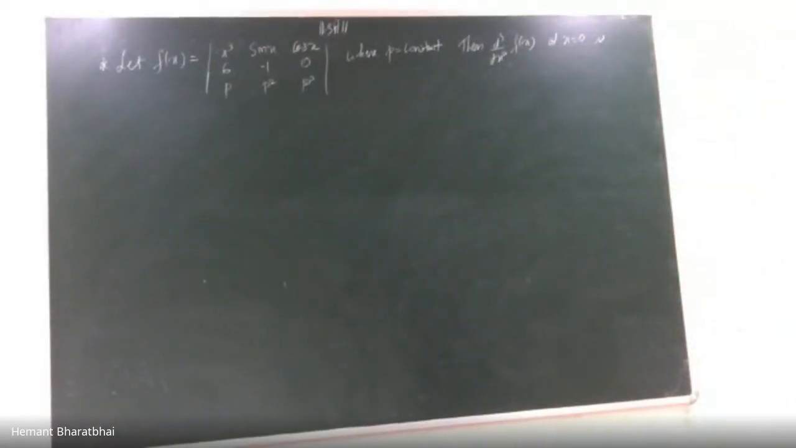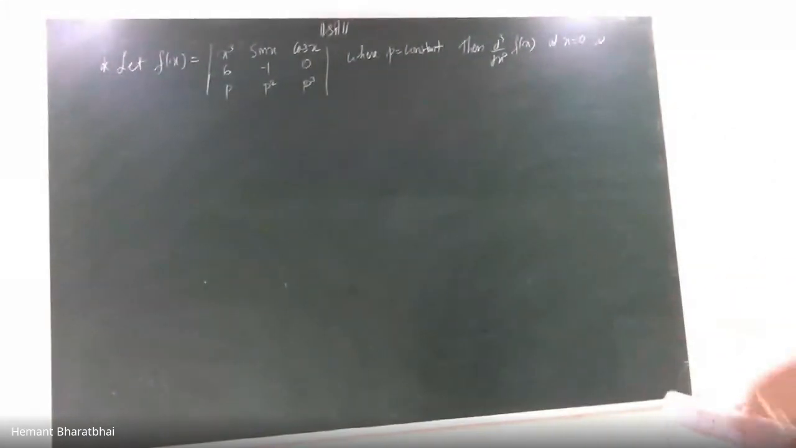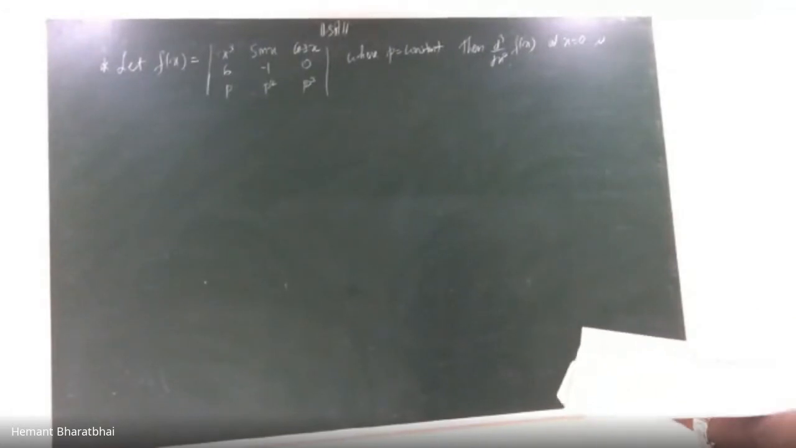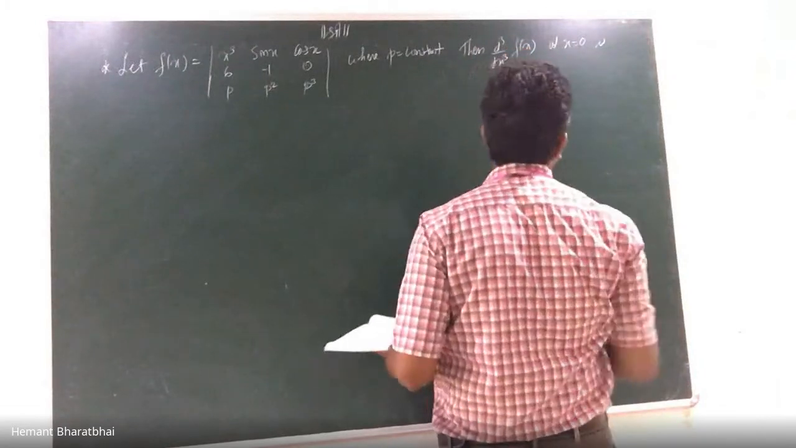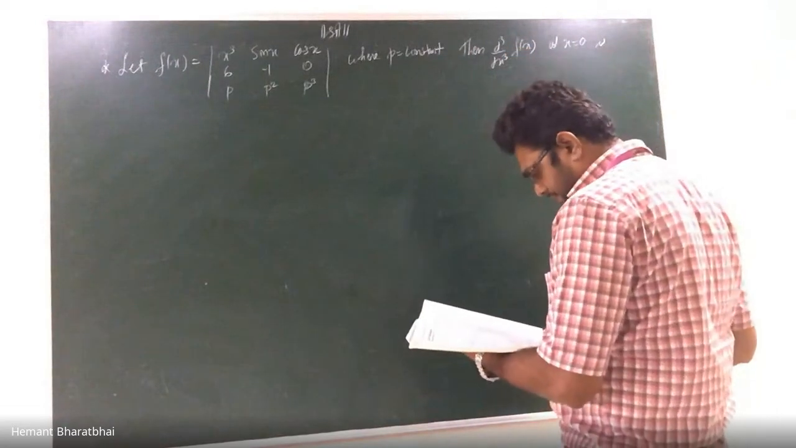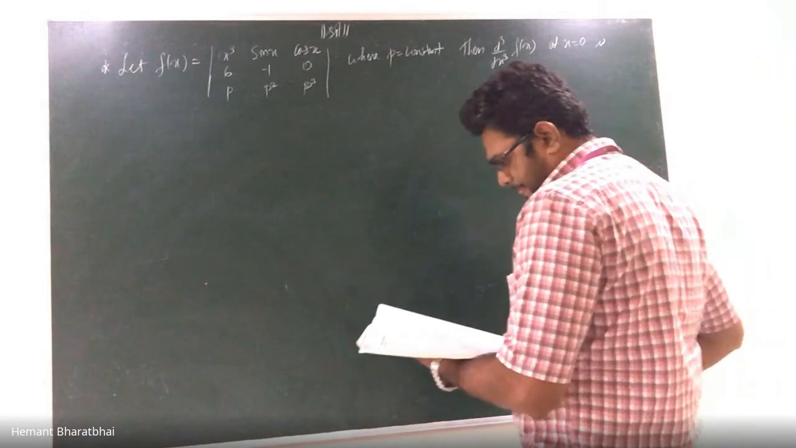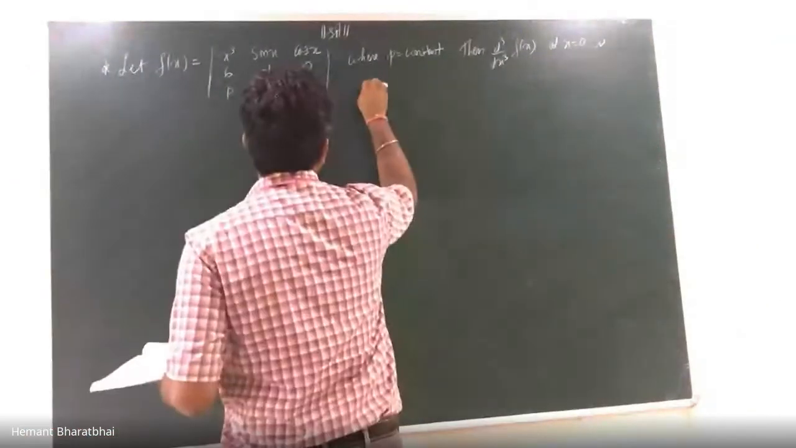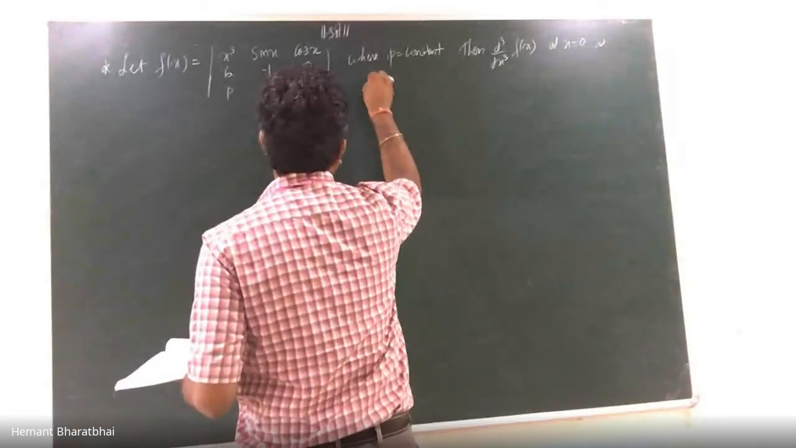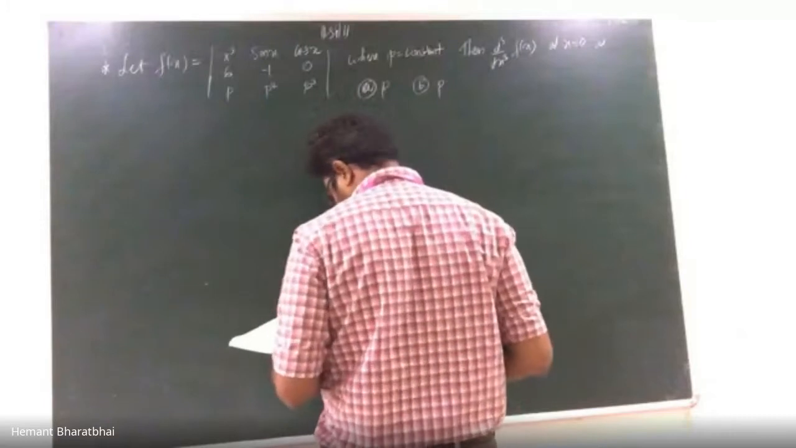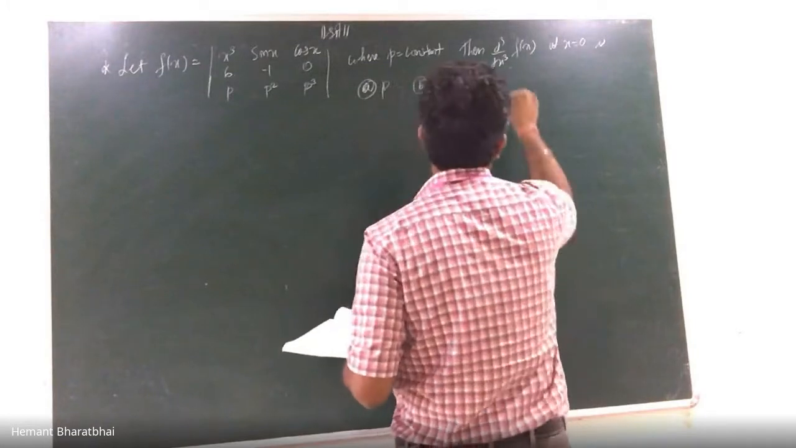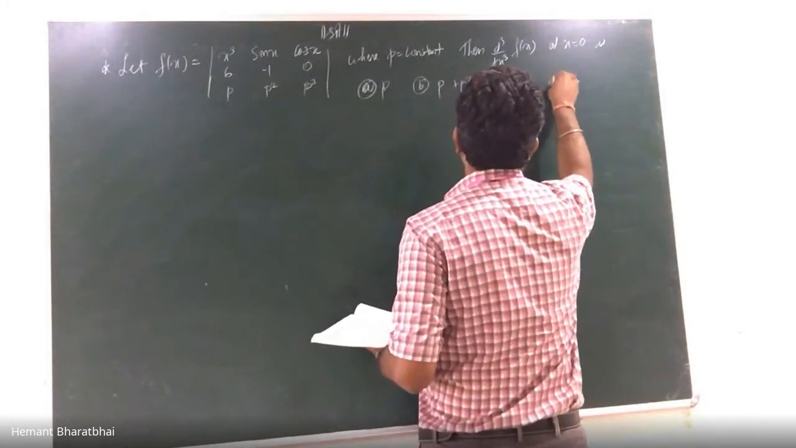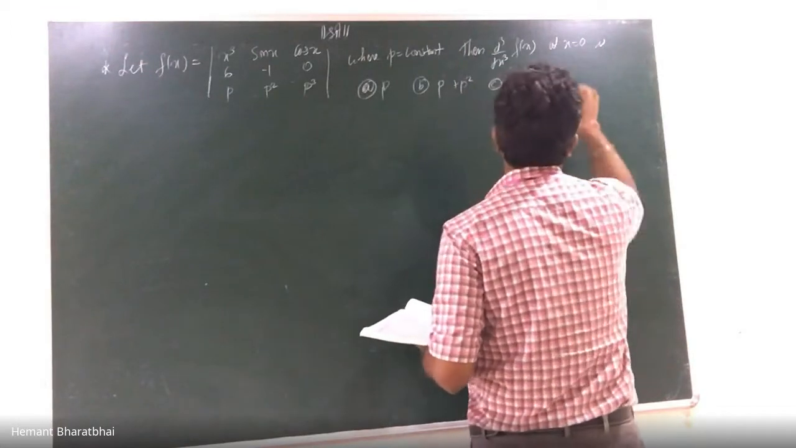Okay, so see the question and you guys can try. Let f of x is equals to the determinant given, where p is constant, then d cube by dx cube, means the third derivative of f of x at x is equals to 0 is: option A is p, option B is p plus p square, option C is p plus p cube, and option D is independent of p.